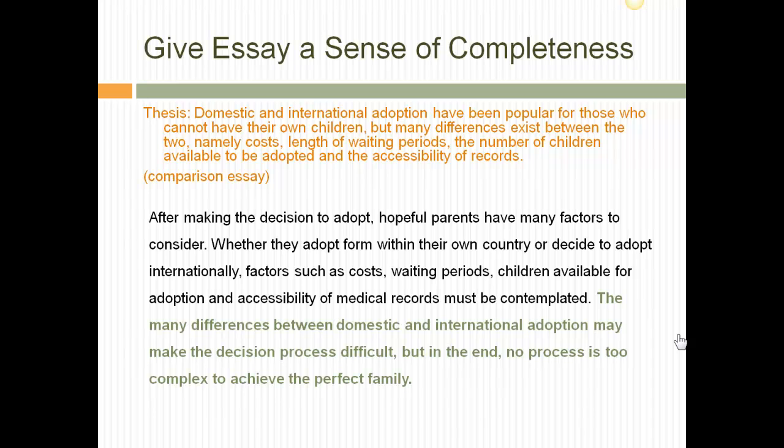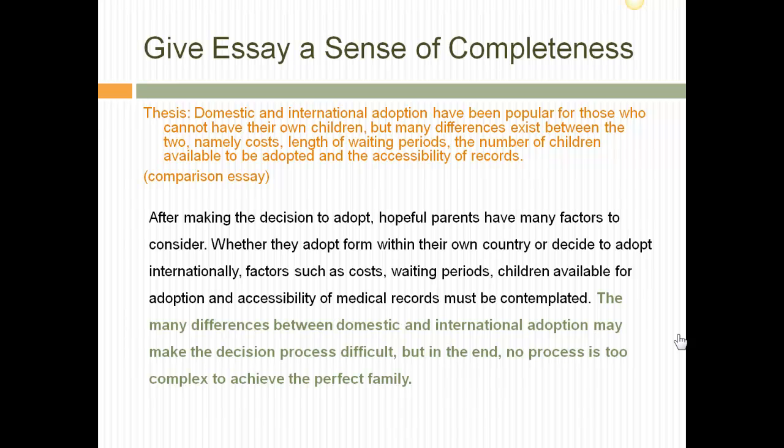So her thesis statement was, domestic and international adoption have been popular for those who cannot have their own children, but many differences exist between the two, namely costs, length of waiting periods, the number of children available to be adopted, and the accessibility of records.